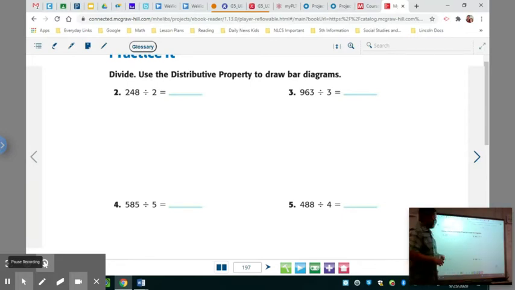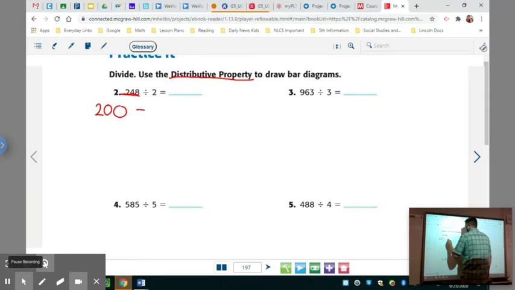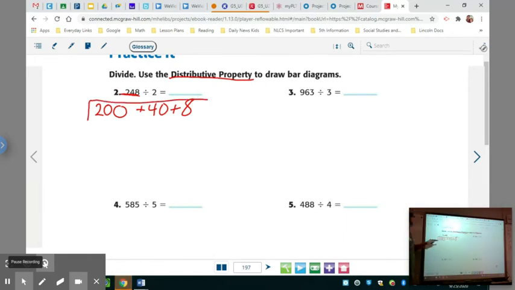This first one here, we're going to use the distributive property, which is what we use on the front page. That means we're going to split these guys up right here. So how are we going to split 248 up, expand 248, Sailor? 200 plus 40 plus 8. All right, so Sailor, what we're going to do now is divide all of those by 2, right?